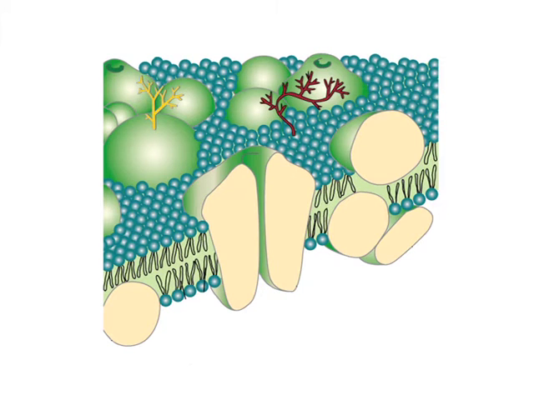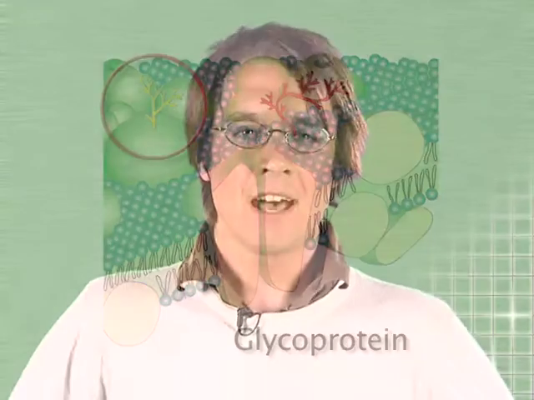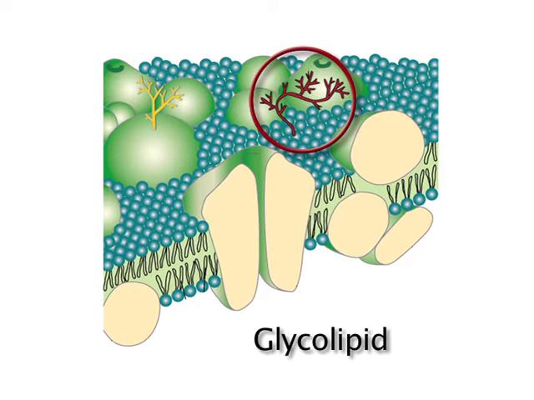Some of these act as receptors for molecules such as hormones. Some of them also have a carbohydrate chain attached to them to form a glycoprotein. These can act as signals to the immune system so that it recognizes the cell as self, or as receptors for hormones and neurotransmitters. Some of the lipids also have a chain of carbohydrate added to form a glycolipid, and these also act as cell markers. They also make the membrane more stable and help cells in tissues to stick together.